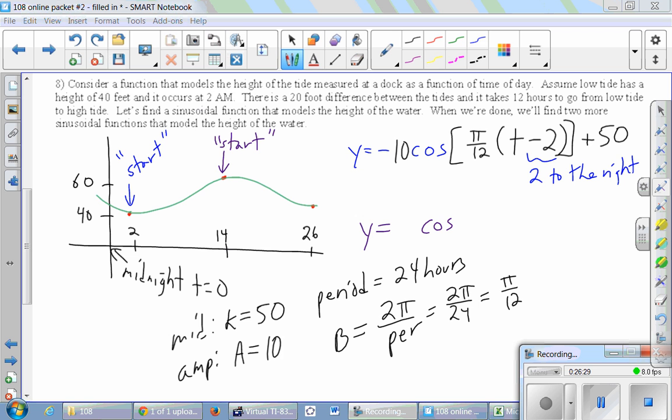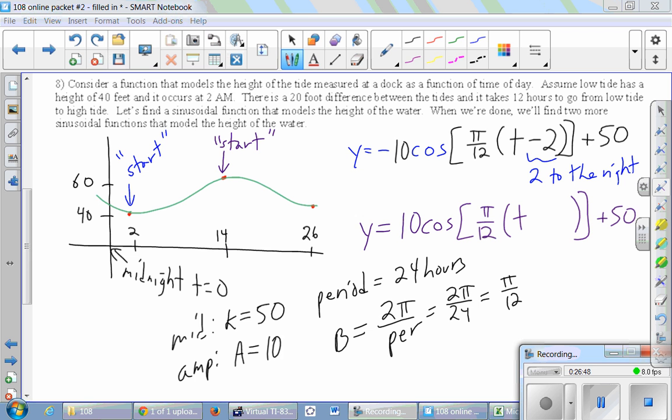In fact, everything else is the same except the horizontal shift. So the amplitude is still 10. It's now a positive cosine, so it's not negative 10. Bracket here, still pi over 12 for the b. Still a t in there, and then some blank thing for the horizontal shift, and still a plus 50. So there's a lot of commonality here.